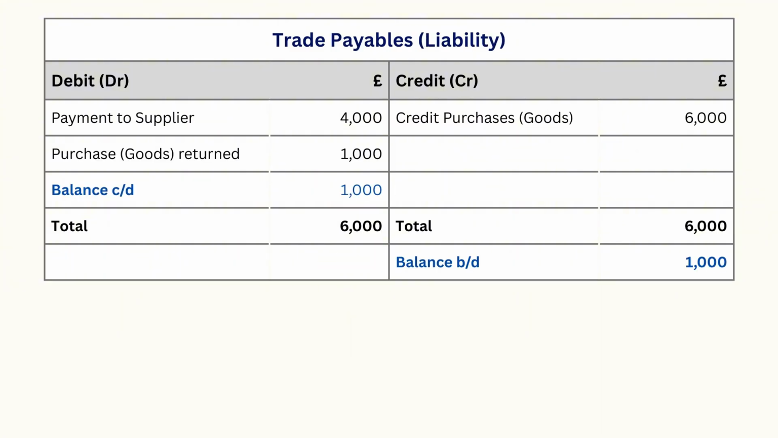Trade payables is a liability, which means the amount we owe sits on the credit side of the account. We still owe the supplier £1,000, so the closing balance is recorded as balance carried down. Brought down balance will appear in the trial balance.